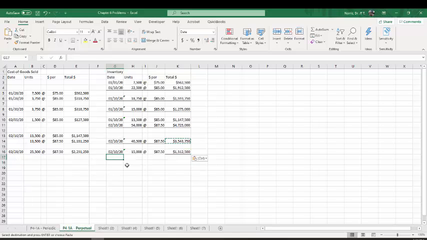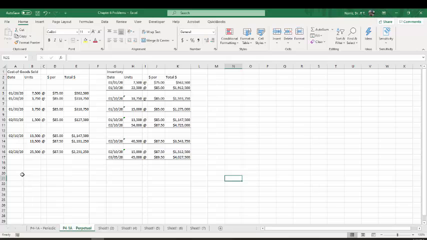All right, so that was the 28th, and then on March 5th, we buy another 45,000 units. Only now they're $89.50 each. And we now have a total that looks like that.